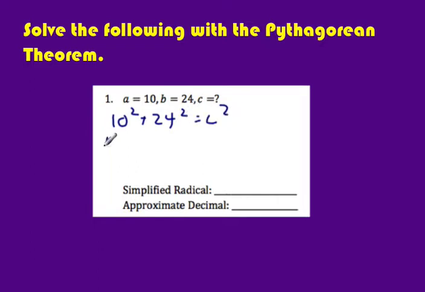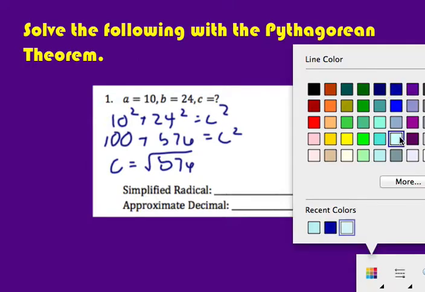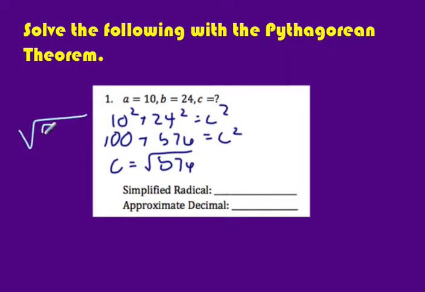Well, 10 squared is 100, and 24 squared is 576. Now that's going to be equal to C squared. So I end up getting that C is equal to the square root of 676, when you add those two together. Now I want to take the square root of it so I can simplify it down to solve for C. So now I'm going to go ahead and break down 676.